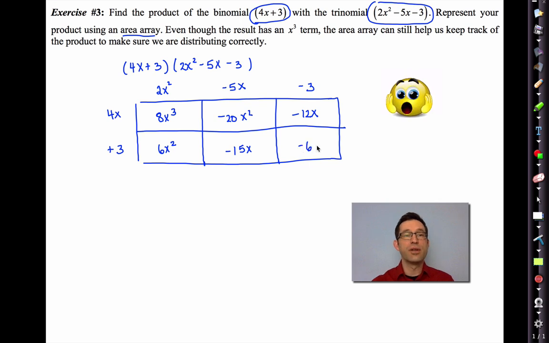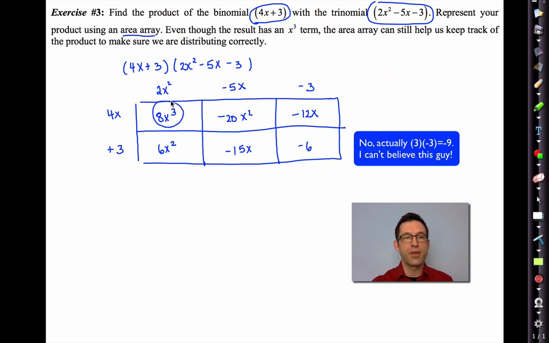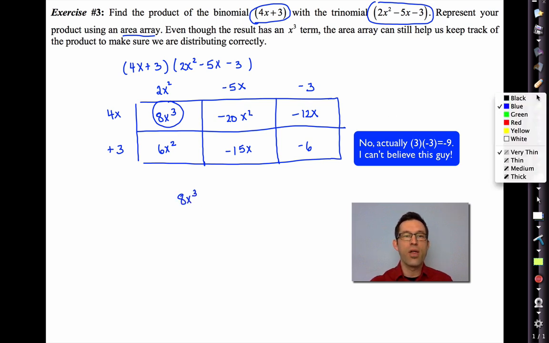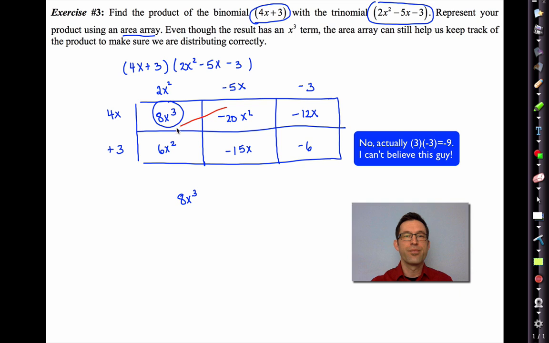Now it's really just combining like terms. Well, 8x cubed is 8x cubed. Nothing that we can combine with that. And notice now how these two terms and these two terms are like terms, right? So 6x squared minus 20x squared would be negative 14x squared. Negative 15x, negative 12x, be careful, would be negative 27x. And then nothing combines with the negative 6.